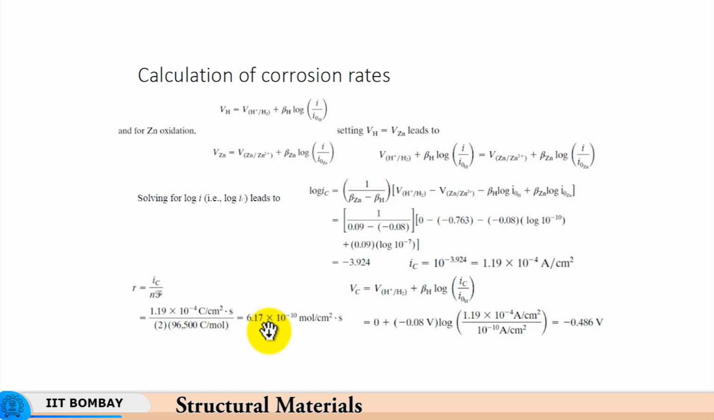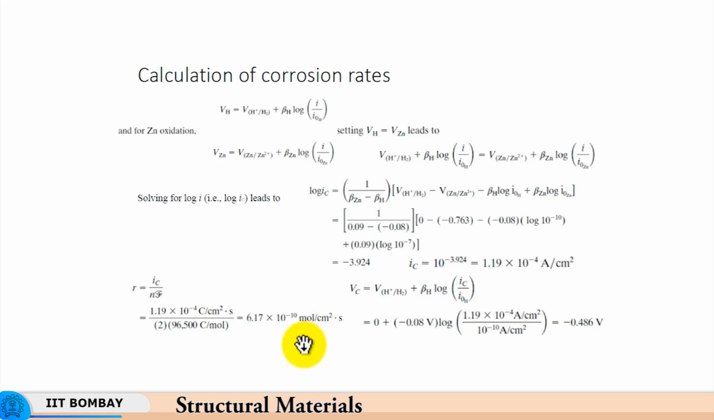So, the rate of reaction at this particular corrosion current is 6.17 into 10 to the power minus 10 moles per square centimeter per second. So, this is basically the rate of corrosion, 6.17 into 10 to the power minus 10 moles per square centimeter area per second, right.